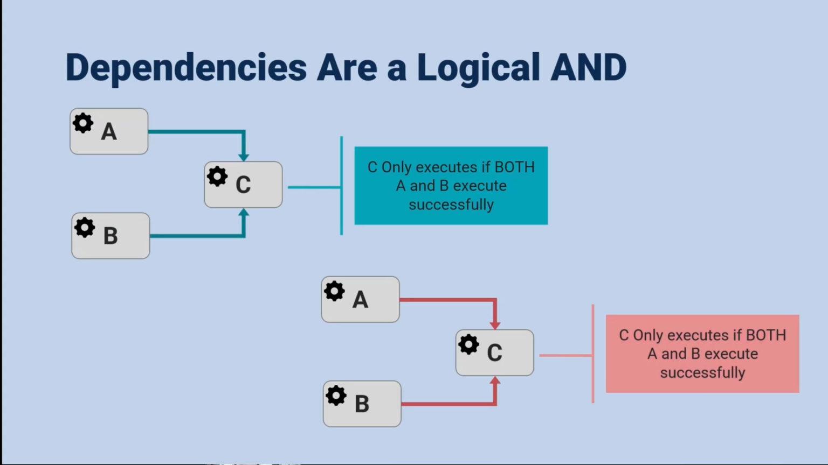And we should also note that activity dependencies are a logical AND. So if I have activities A and B with success paths to C, activity C only executes if both activity A and B succeed. So let's say I have activities A and B again, but they each have a failure path to C. Activity C only executes if both activity A and B fail. So if activity A succeeds and activity B fails, activity C is skipped.